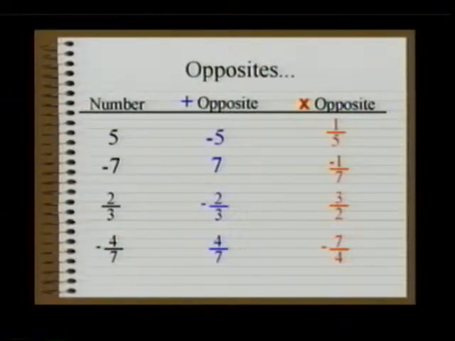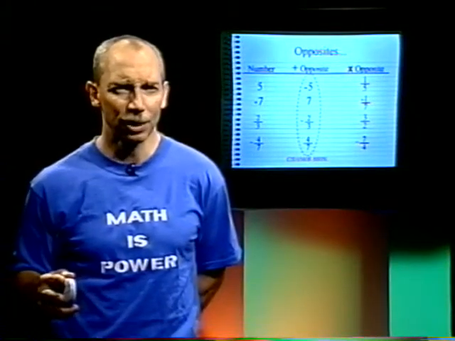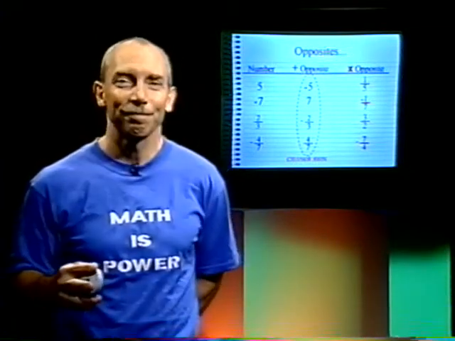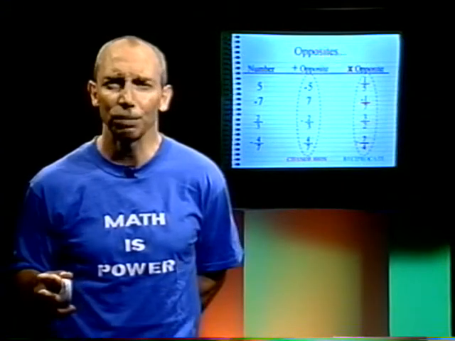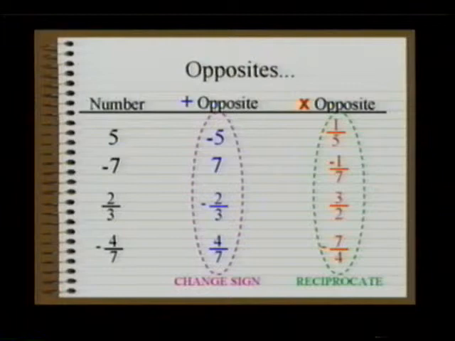So basically, the difference between additive opposites and multiplicative opposites is, with the additive opposites, we just change the sign. And with the multiplicative opposite, we just reciprocate. Remember what reciprocate means? Whatever's in the top, put it in the bottom. Whatever's in the bottom, put it in the top.